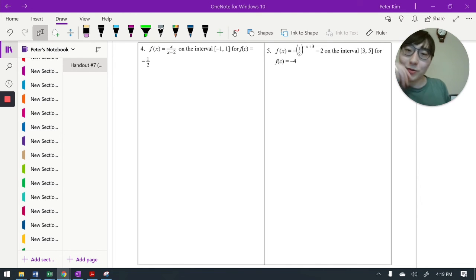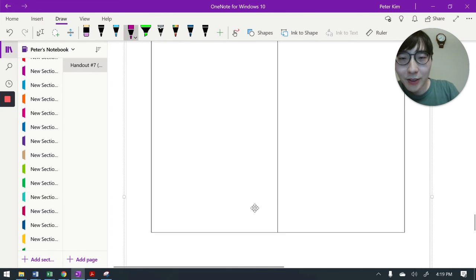All right, so can I use IVT here? First of all, my idea goes like, is this continuous on negative 1 and 1? I look at this function. This is actually a rational function. I know there's a vertical asymptote at x equals 2 because 2 minus 2 gives you 0. So it is not continuous.